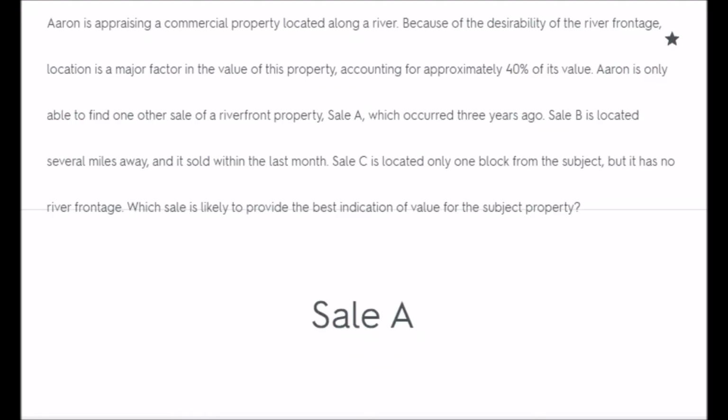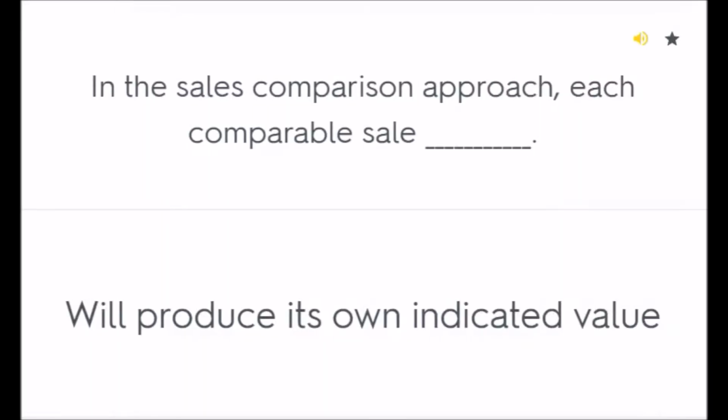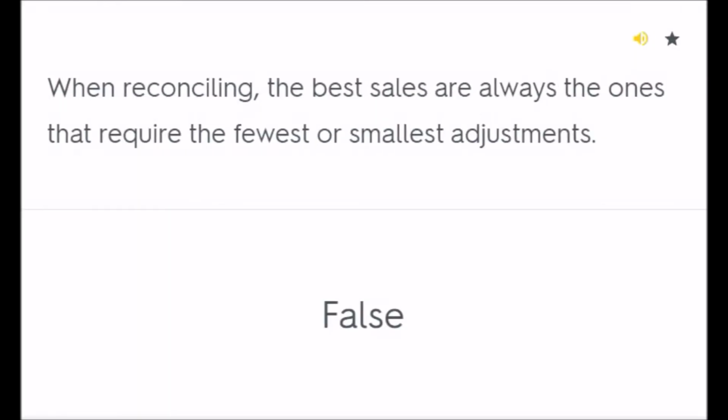Sale A. In the sales comparison approach, each comparable sale will produce its own indicated value. When reconciling, the best sales are always the ones that require the fewest or smallest adjustments. False.